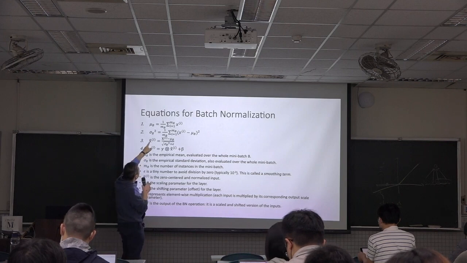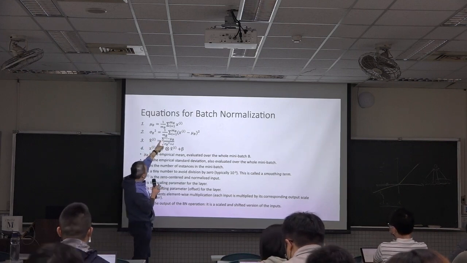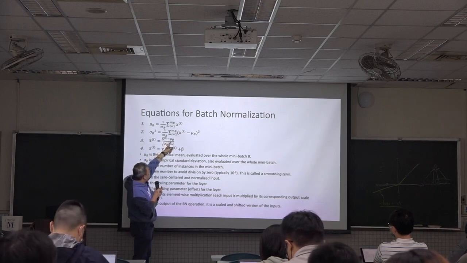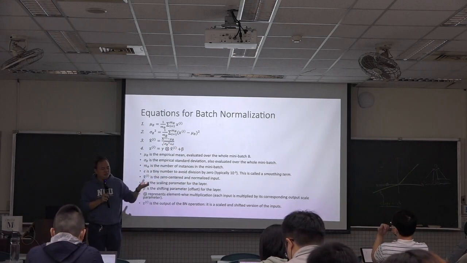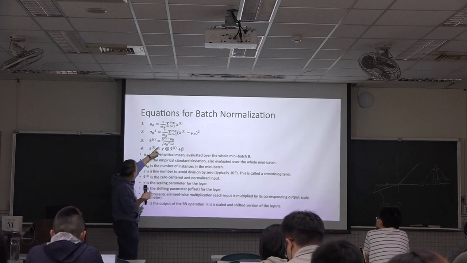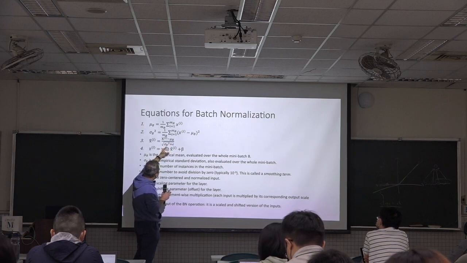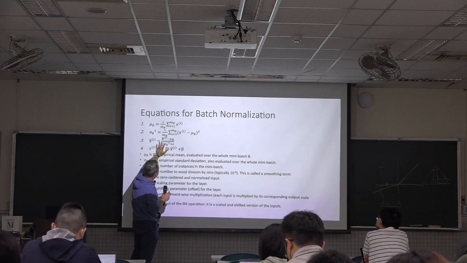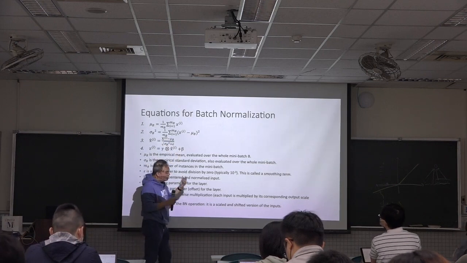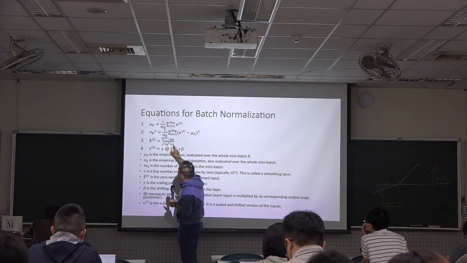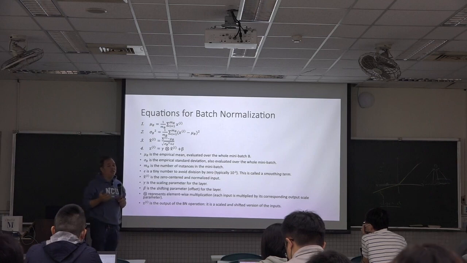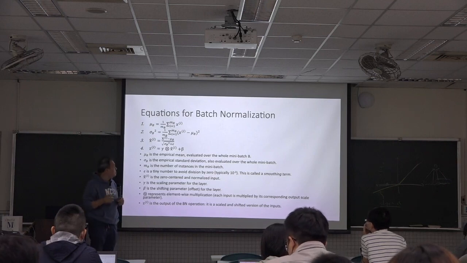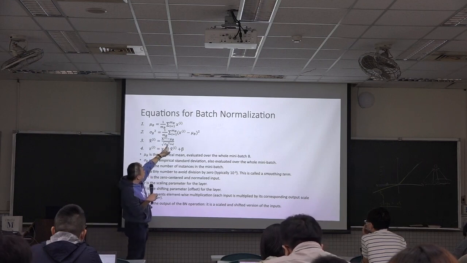Then you can see, for each input, we subtract mu B, so we zero-center it and make sure the average becomes zero. Also we divide by the square root of sigma squared, so it's the standard deviation, making sure the standard deviation becomes one. Of course we add a small epsilon here just to make sure the denominator can never be zero, because this square already guarantees it's greater than or equal to zero.